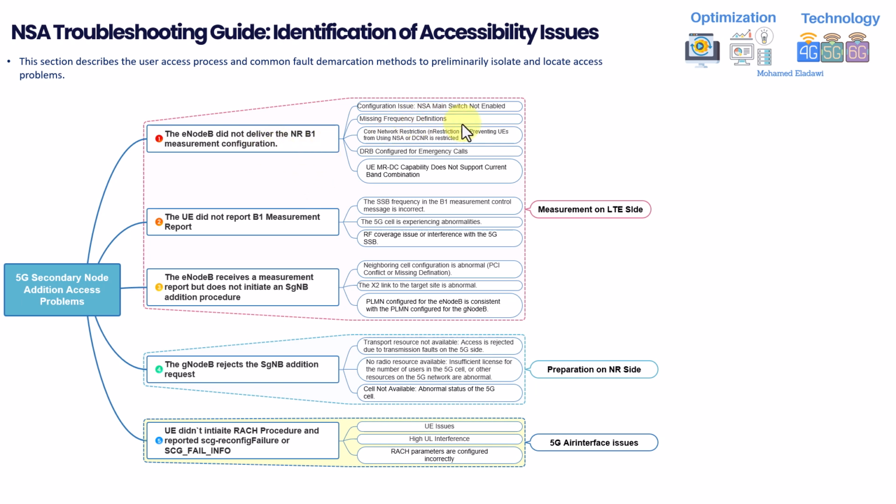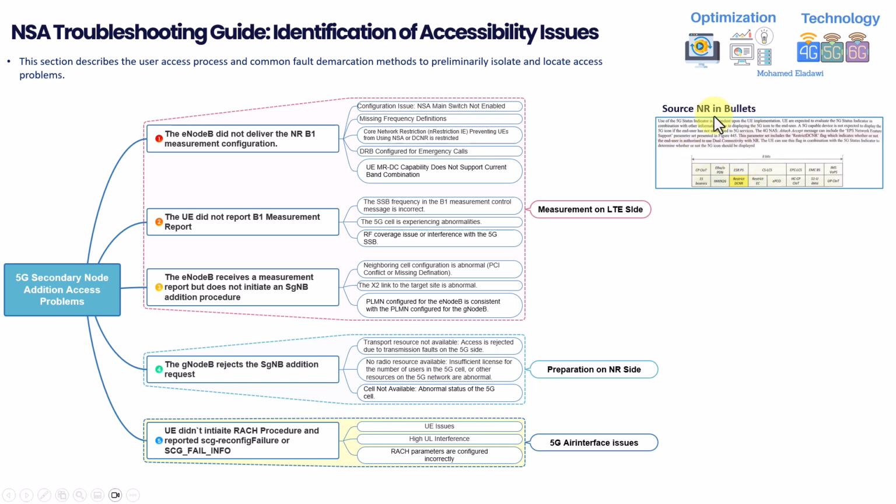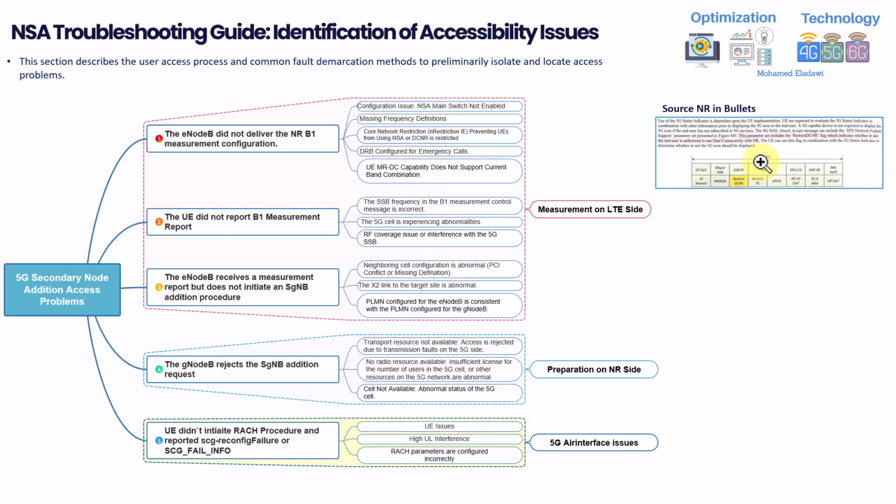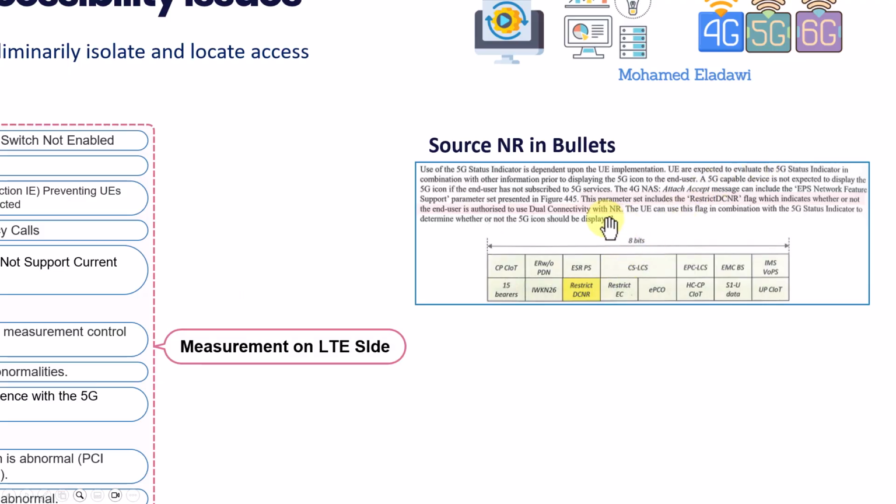Before that, there is one reason I didn't highlight here. For example, in the initial attach message, as mentioned by the source, if you zoom in here, you'll find that sometimes there is an attach accept message. The parameter, this one, Restrict DCNR, will be sent from the MME to the user, which indicates that this user is not authorized to use dual connectivity.